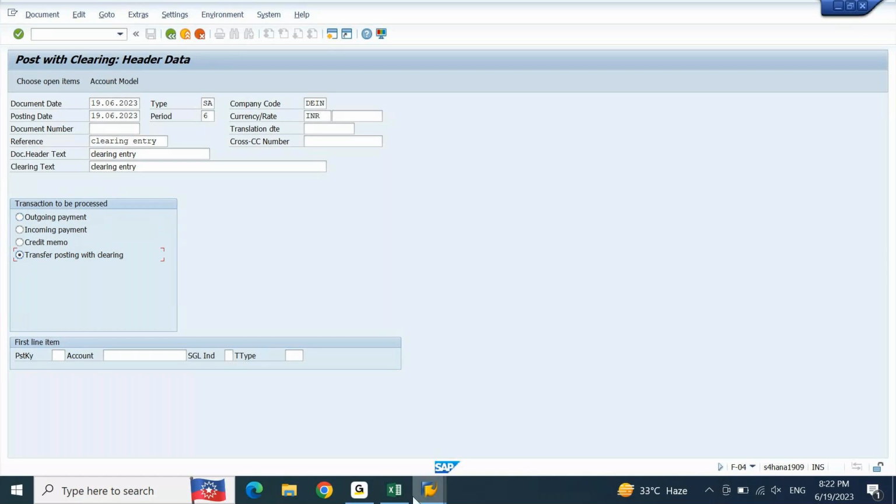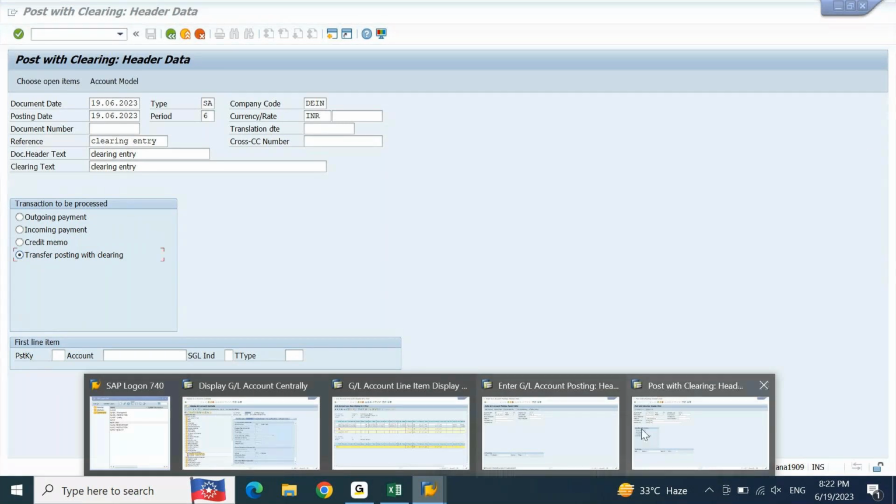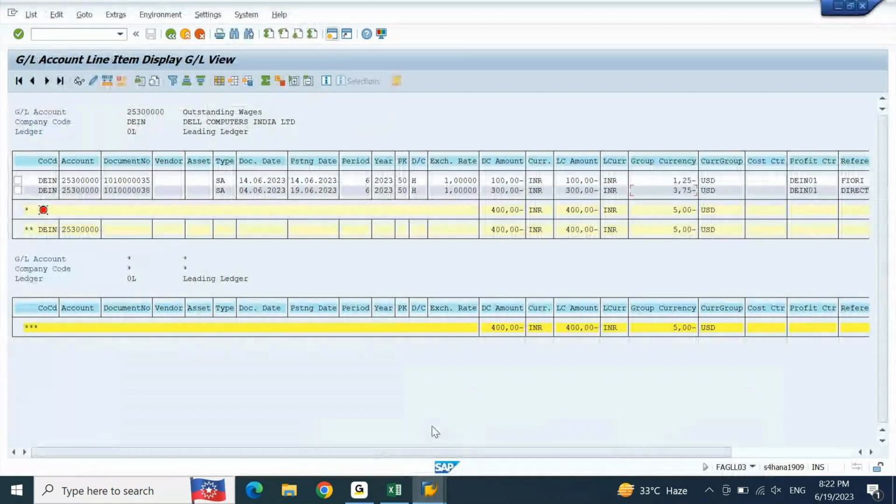Let us look at the transaction that we are planning to do. We are planning to do a clearing from outstanding wages 300. Whenever you are trying to clear, always remember you have to use the posting key for the offsetting account. If you want to clear outstanding wages, ignore the outstanding wages.